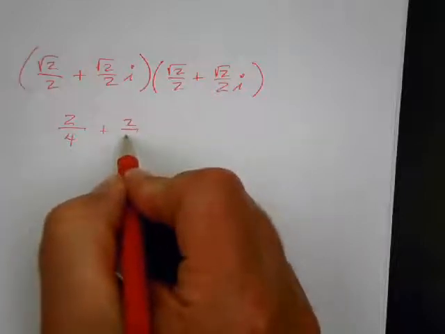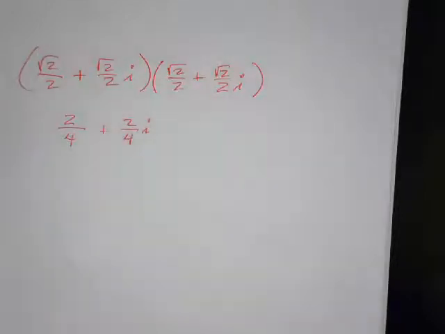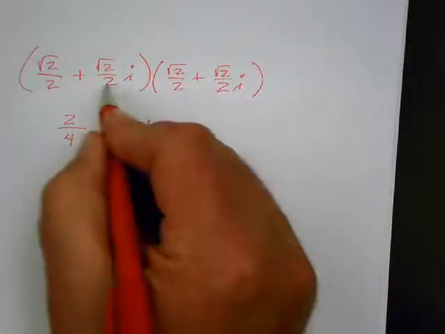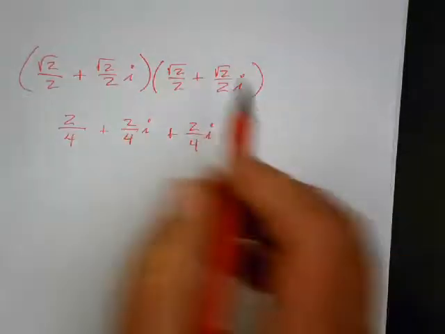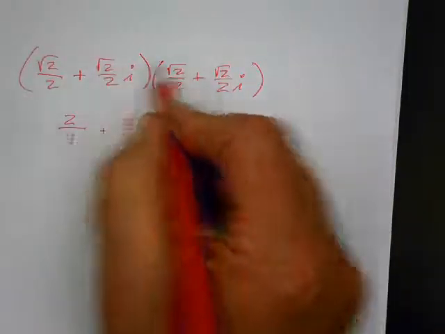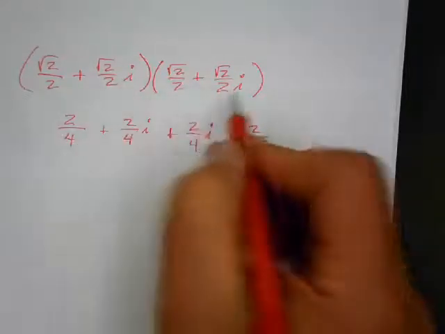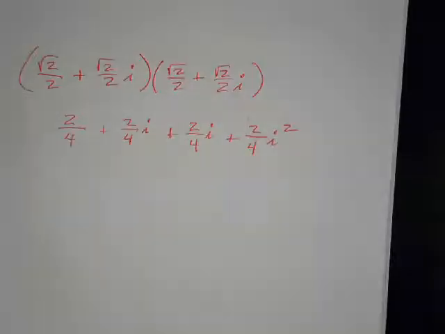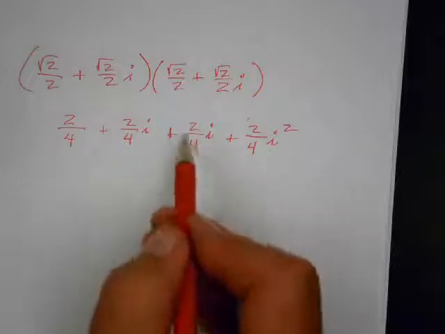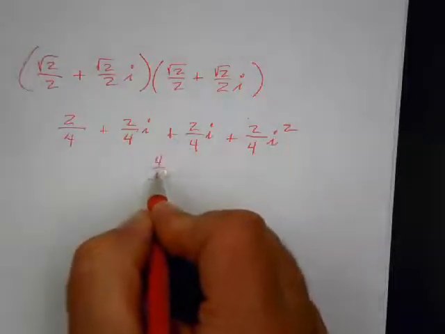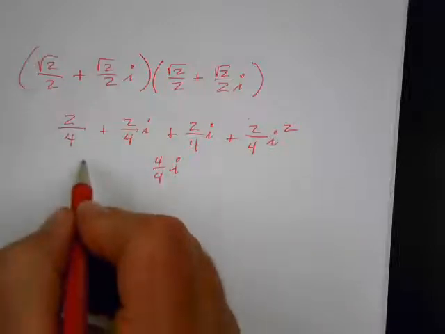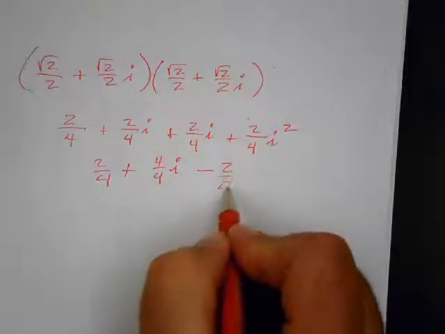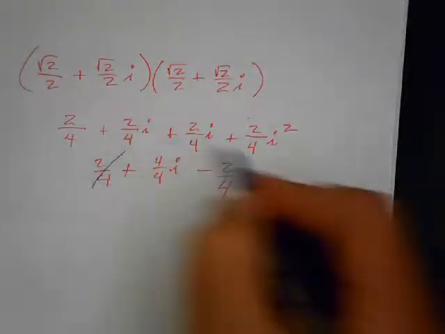In the middle here, I have root 2 times root 2, that's 2. Over 2 times 2, that's 4, but it's also got an i. And then the last part, I'll have root 2 times root 2, which is 2. And again, I have a 4, but the 2 i's give me an i squared. Well, these two guys, 2 fourths and 2 fourths is 4 fourths. And this is going to be 2 fourths. But this one is going to be minus 2 fourths. Which, of course, those parts will be gone. And 4 over 4 is just 1.